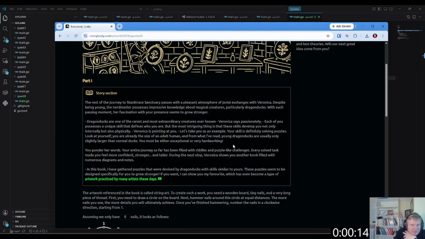Veronica is obsessed with the dragon ducks. Now, skill is definitely solving puzzles. Side is the adult human. Young dragon ducks are usually on the side of the larger ducks. This puzzle seemed designed specifically for you to go stronger.